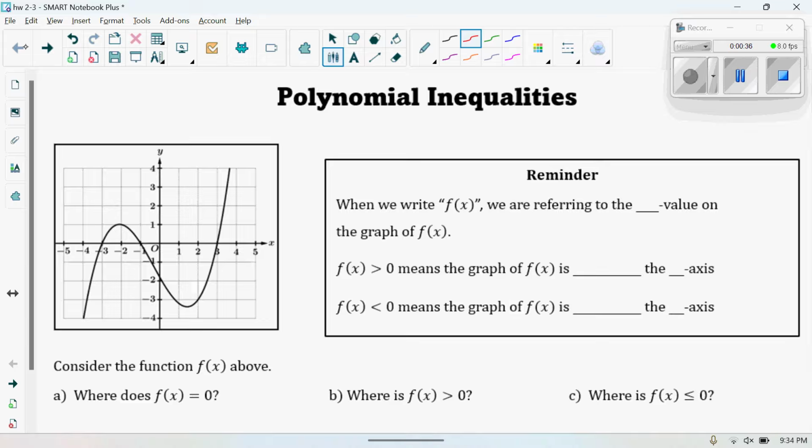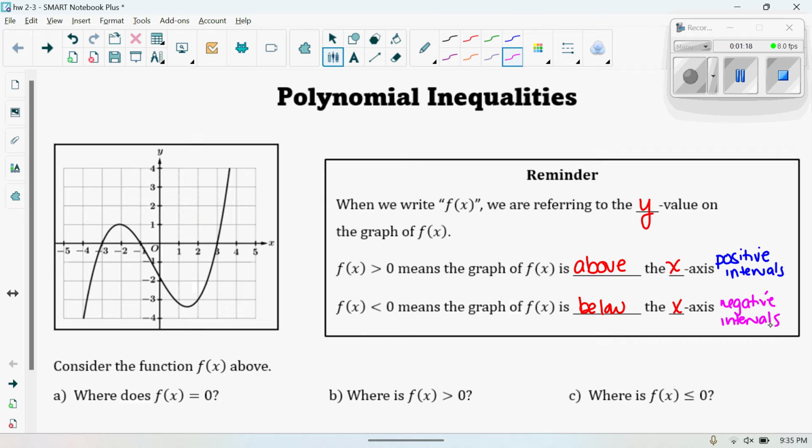Remember also that when we write f of x, we are referring to the y values on the graph. F of x is greater than 0 means that the graph of f of x is above the x-axis. F of x is less than 0 means that the graph of f of x is below the x-axis. This is known as positive intervals, and this is known as negative intervals.